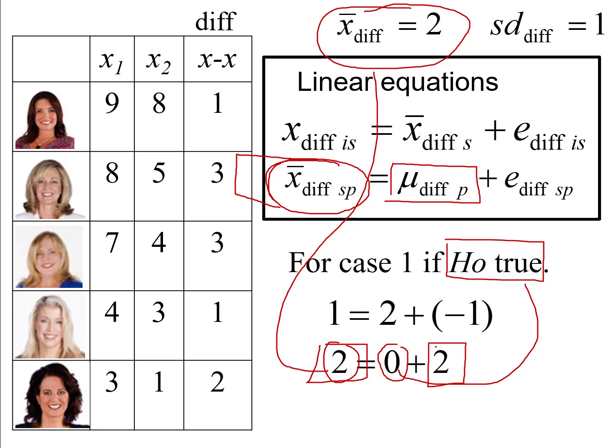And that second equation takes this form that it will always take whenever we assume the null hypothesis is true. We're going to say our parameter estimate is equal to the true population parameter we assume is 0 plus whatever value is equal to our parameter estimate. So in this case, we have 2 equals 0 plus 2. So that's how we would fill in the numerical values for our two linear equations.